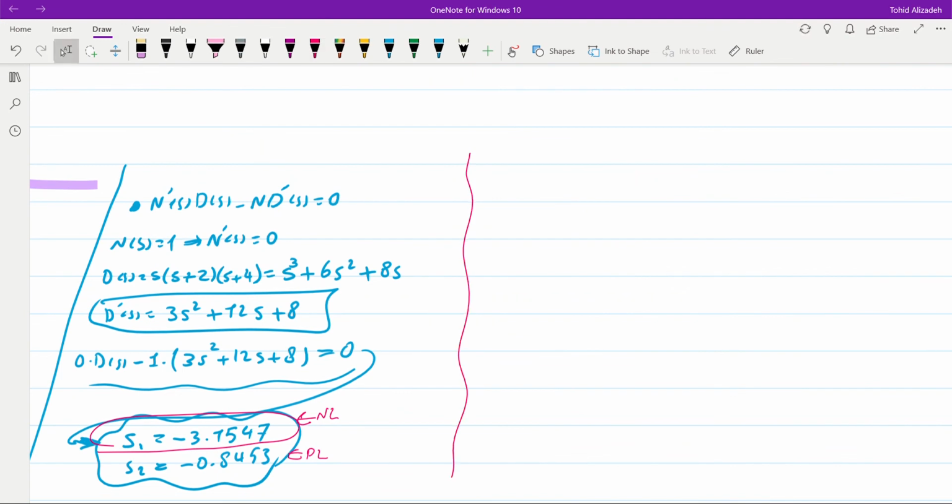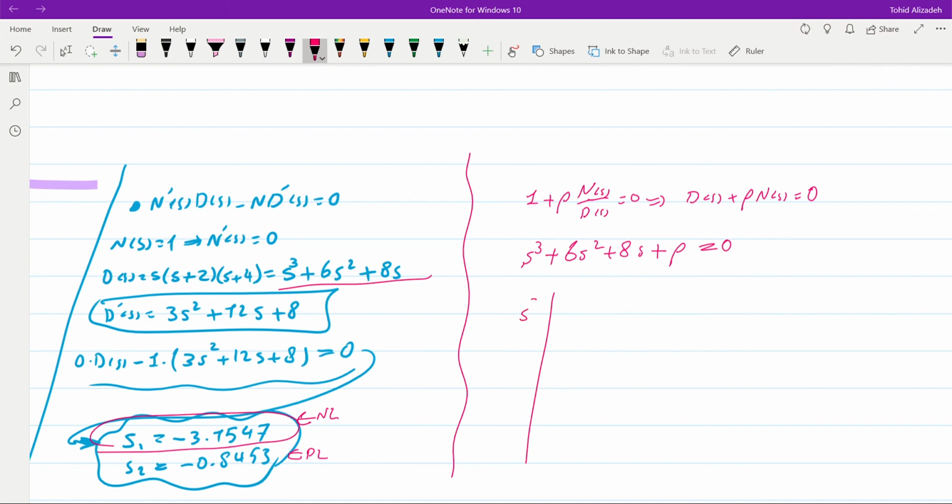So we have indeed 1 plus rho n over d equal to 0. We can rewrite this in the form of d plus rho times n equal to 0. For our example, we will have s to the power of 3, we have d somewhere, it's here, plus 6s squared plus 8s plus rho times n, which is 1. So rho equal to 0. And then we can fill the Routh-Hurwitz table.